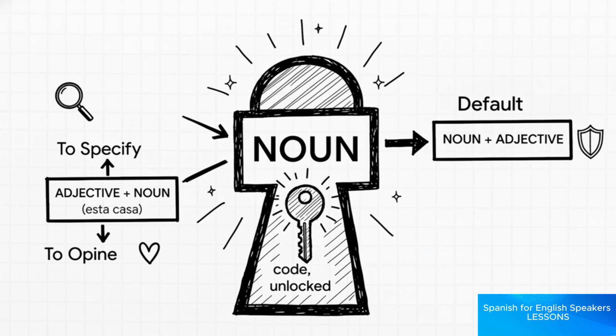So really, it all boils down to this simple formula. Your default mode is always noun plus adjective, but you move that adjective to the front for two main reasons, either to specify which one you're talking about or to share your opinion about it. And that's it. That's the code.